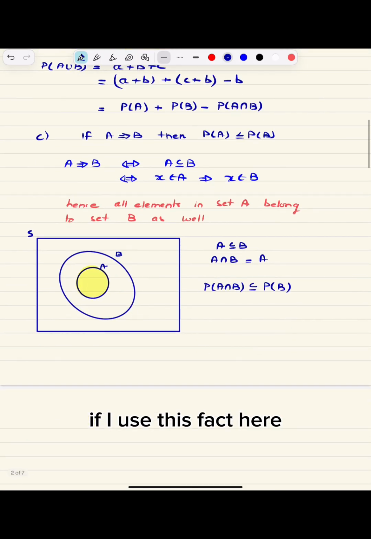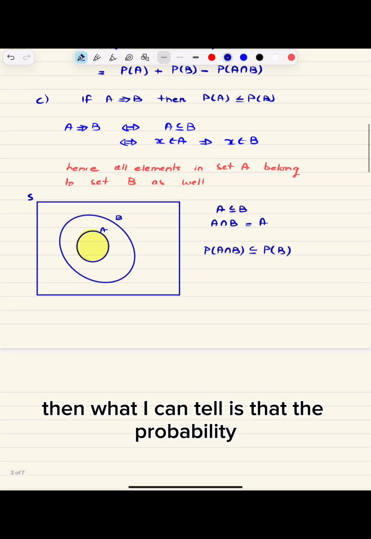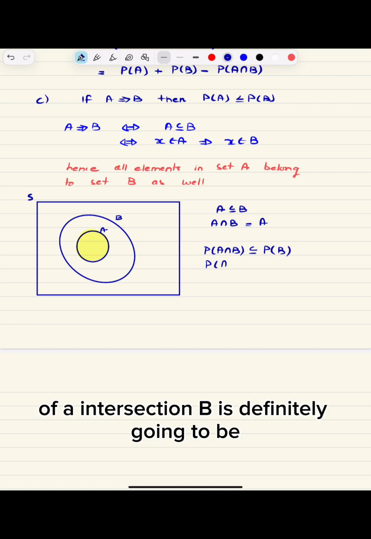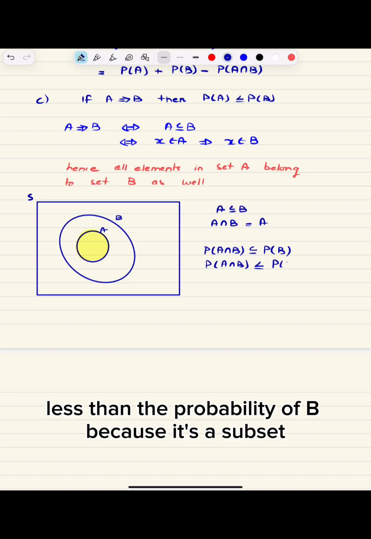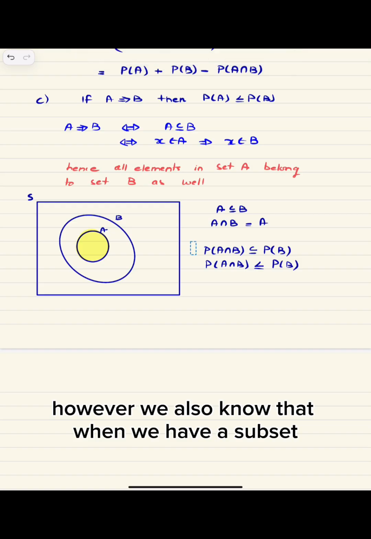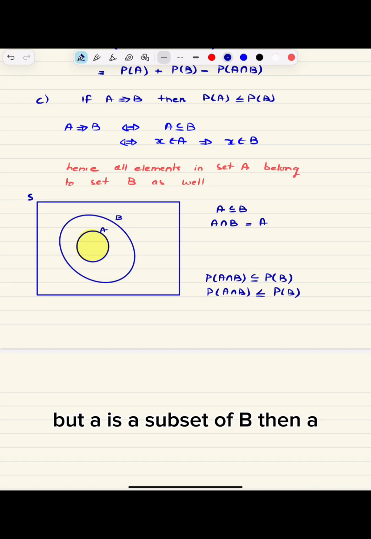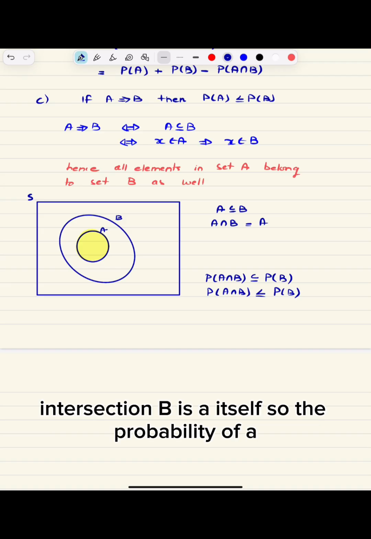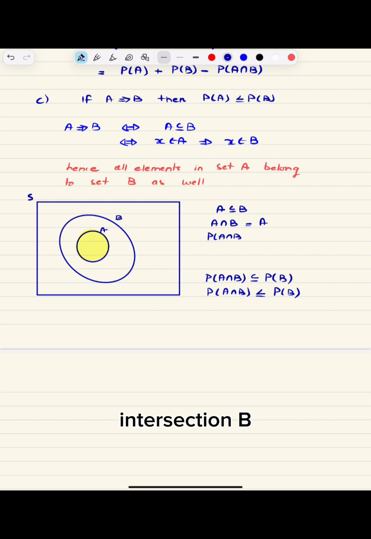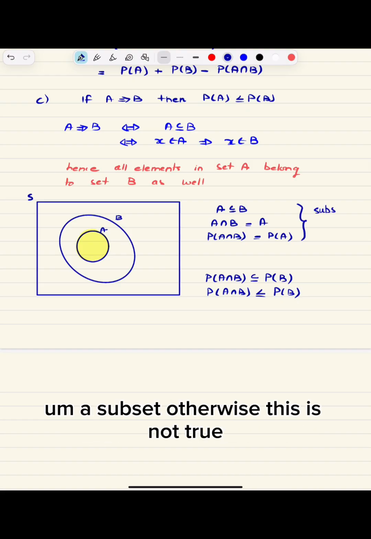If I use this fact here, then what I can tell is that the probability of A intersection B is definitely going to be less than the probability of B because it's a subset. However, we also know that when A is a subset of B, then A intersection B is A itself. So the probability of A intersection B is the probability of A. This only happens when you have a subset. Otherwise, this is not true.